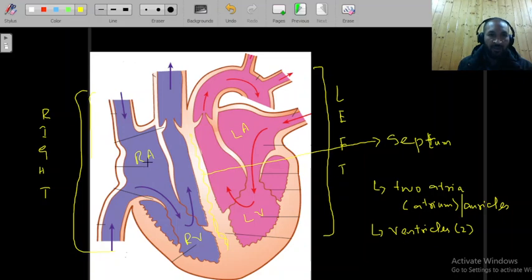Now, the right atrium opens into the right ventricle, and there is a valve which guards this opening. This valve, which exists between your right atrium and right ventricle, has three muscular flaps. So that's why we refer to this valve as the tricuspid valve.